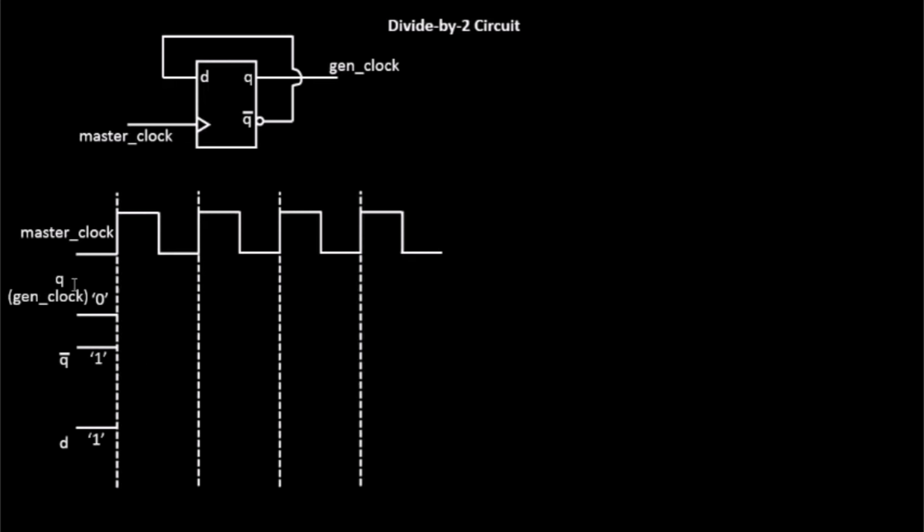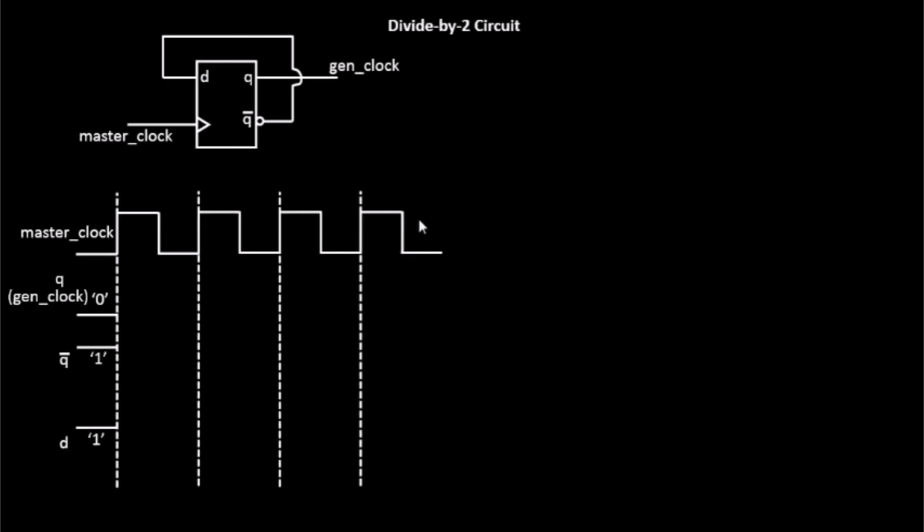So for example, Q, which is the point where you have defined the gen clock. Initially, let's assume some initial condition, and in this case we are assuming the initial value of Q is 0. That is, the initial gen clock value is 0. Okay, so if Q is 0, your Q bar is 1. If your Q bar is 1, your Q bar is being fed to the D pin, so your D pin is 1. So these are the initial conditions we have to understand.